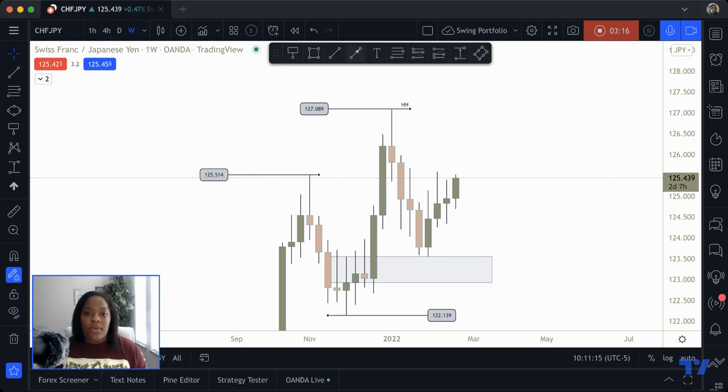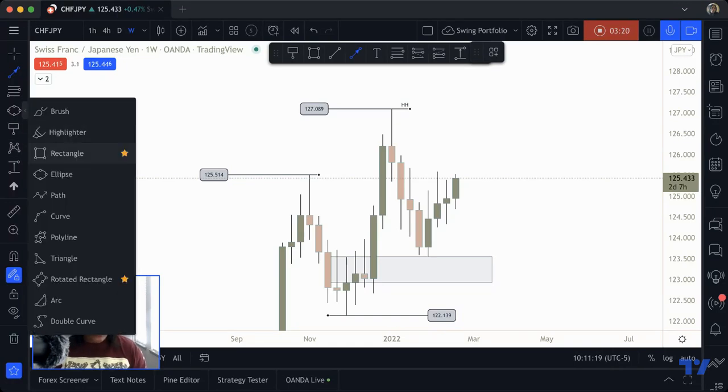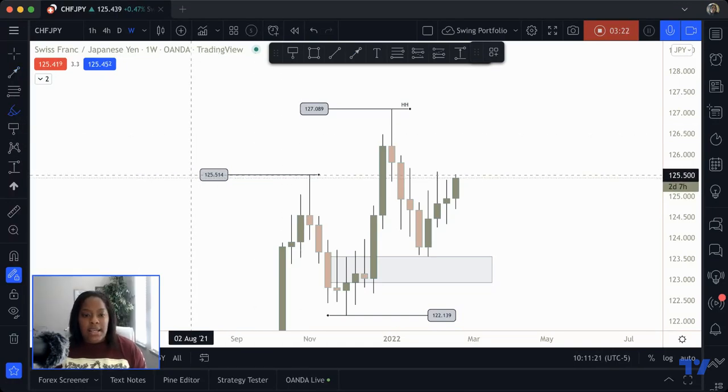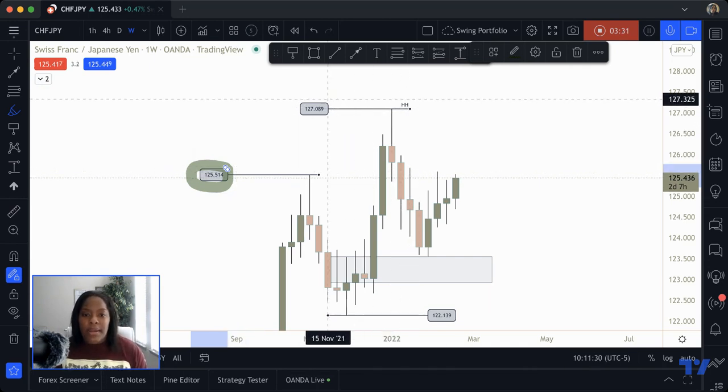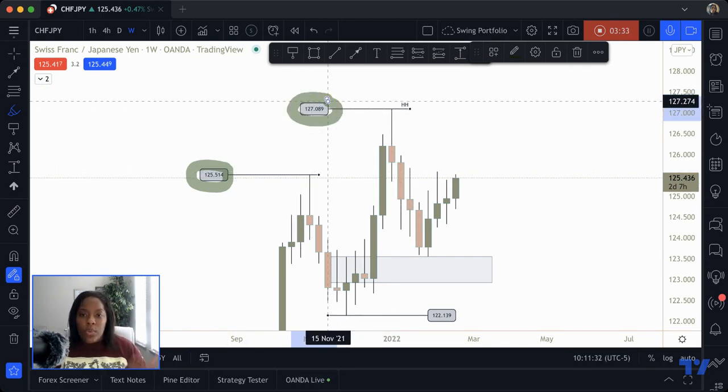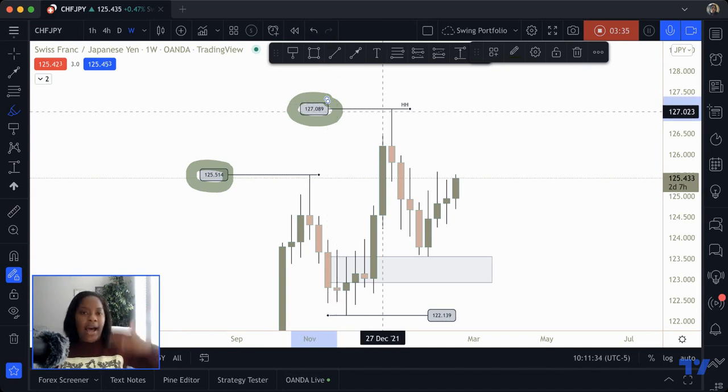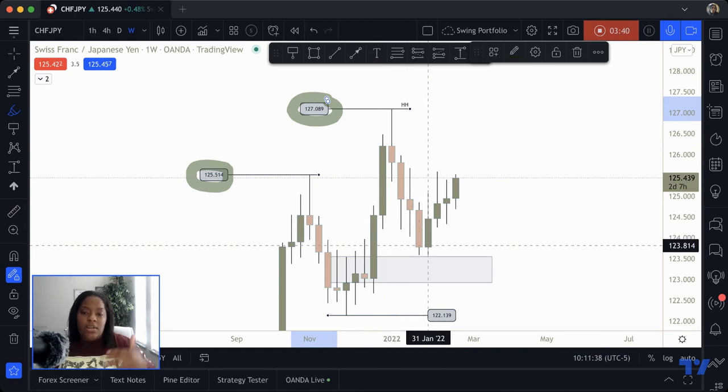And how do we know? I'm going to use a brush tool here, or a highlighter, because here we can see that price was at 125.14. If you can't see the numbers, I call them out. And then price made a higher high up here around 127. What does this mean? This is a higher high. The bulls have control. And obviously, price ends up dropping down.